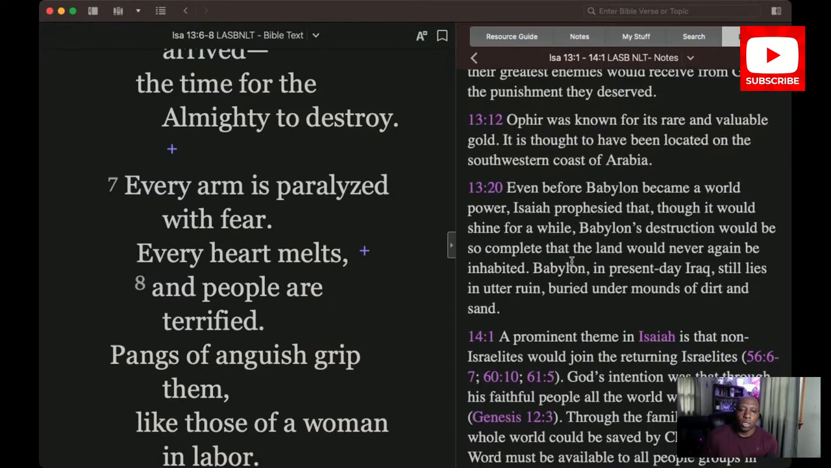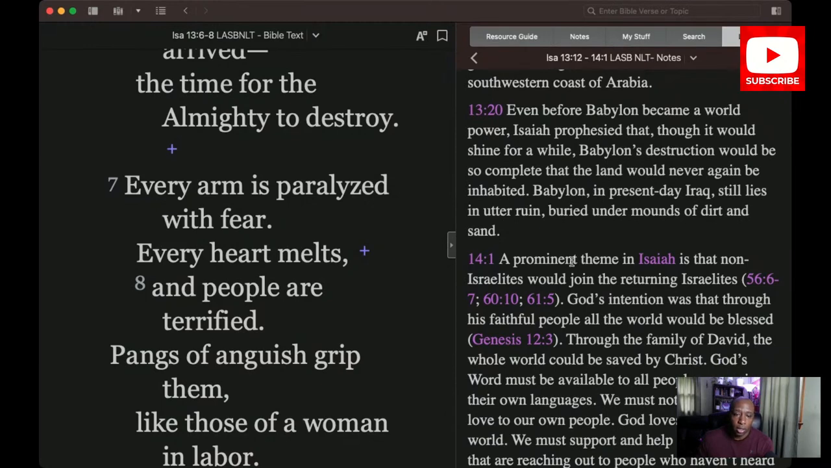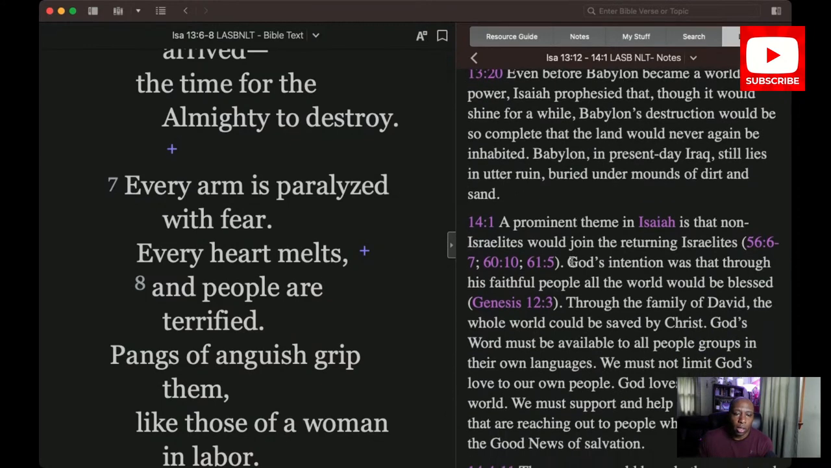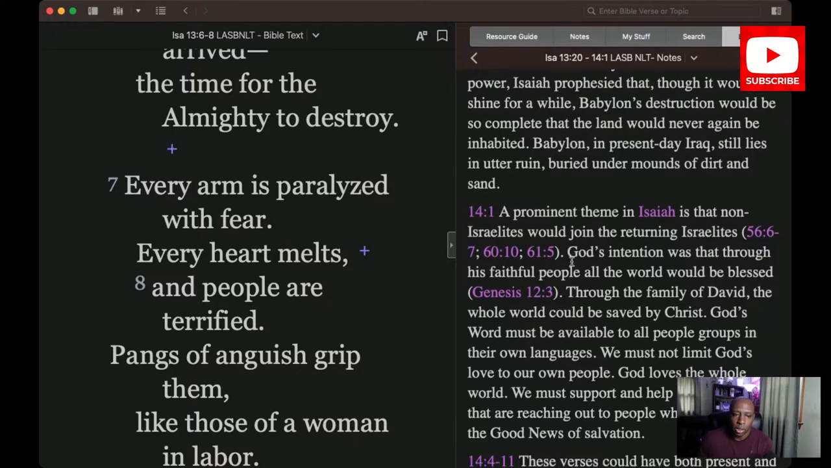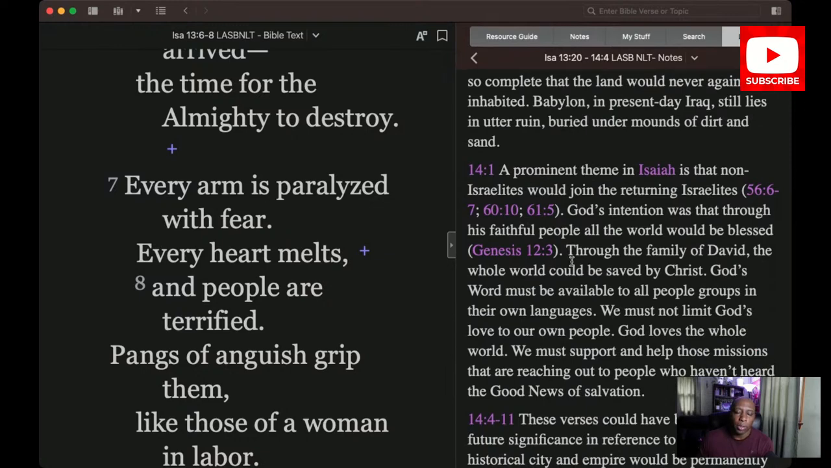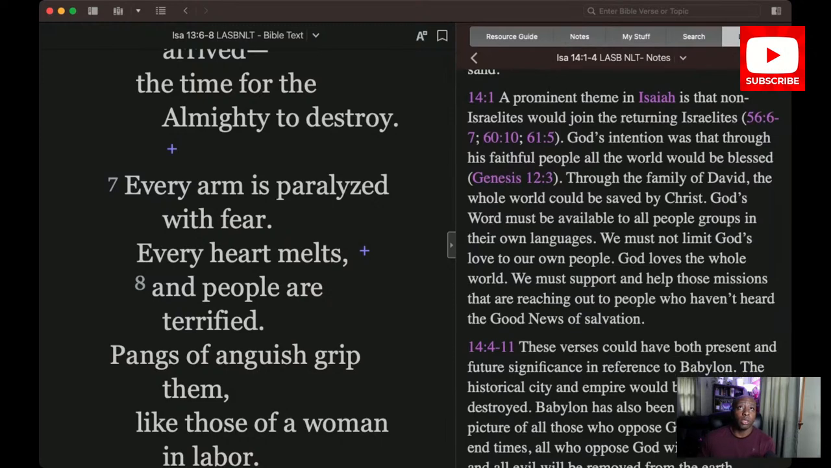Ophir was known for its rare and valuable gold. It is thought to have been located on the southwestern coast of Arabia. Even before Babylon became a world power, Isaiah prophesied that, though it would shine for a while, Babylon's destruction would be so complete that the land would never again be inhabited. Babylon, in present-day Iraq, still lies in utter ruins, buried under mounds of dirt and sand. Very, very good scripture. Amen.